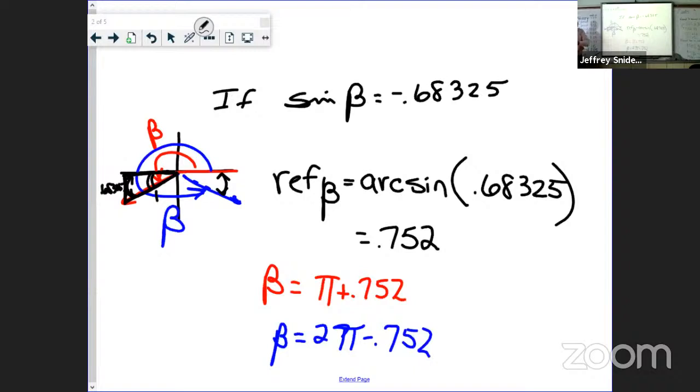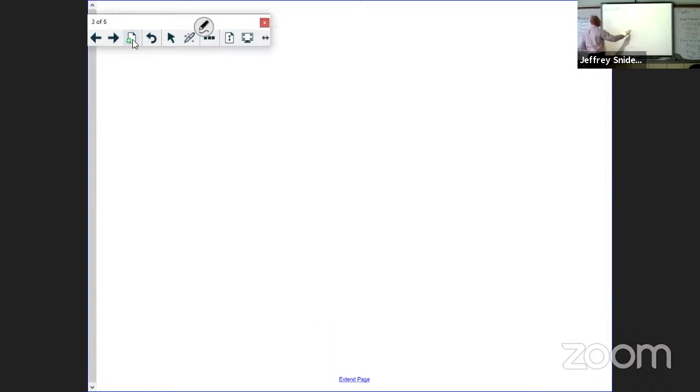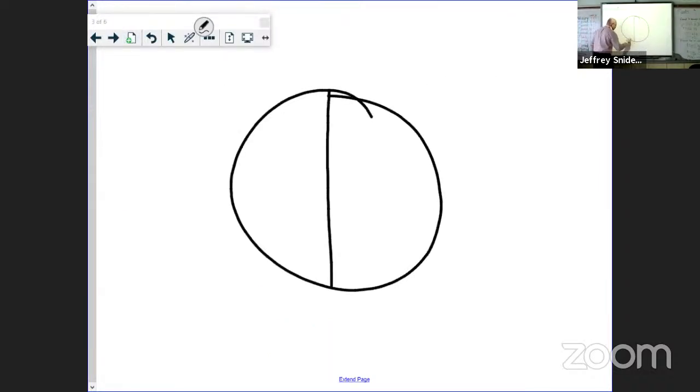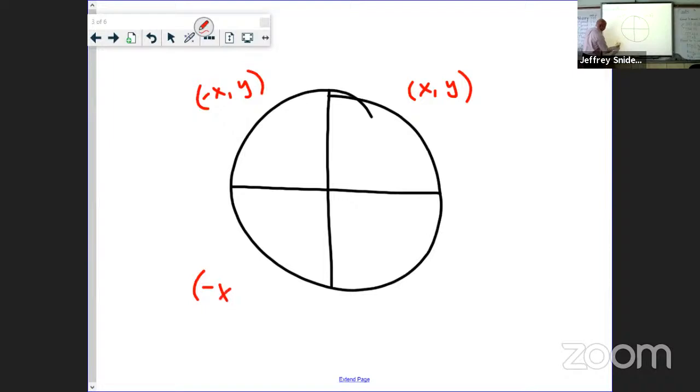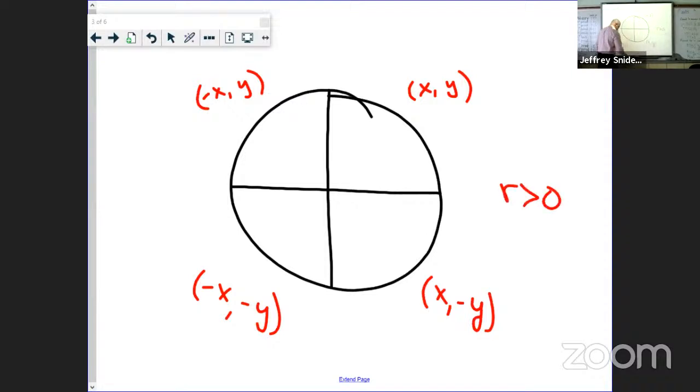All right. Does anybody else have a question on anything from the 5 board problems? So, real quick, when we're talking about the circle, we know that up here it's x, y. Any point here is x, y. Any point over here is negative x, y. Any point down here is negative x, negative y. Everything over here is x, negative y. And r is always positive. R is always greater than 0.